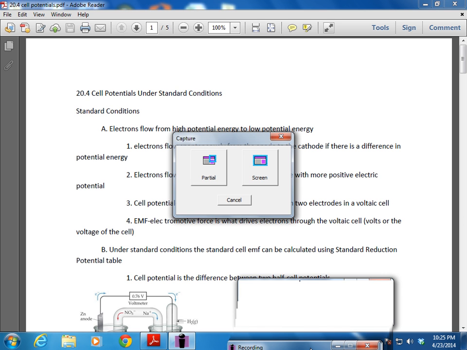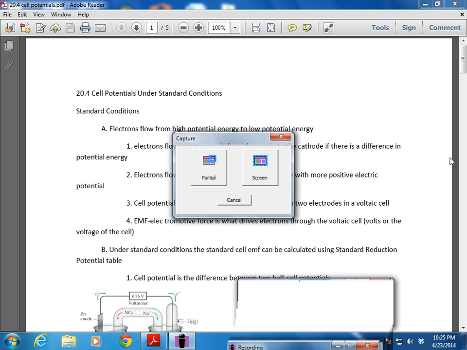Under standard conditions, the standard cell EMF can be calculated using a table. Standard conditions are at 25 degrees Celsius. Changing the temperature does change what goes on in terms of the electrical force, the EMF. So when we say standard conditions, that's at 25 degrees Celsius.